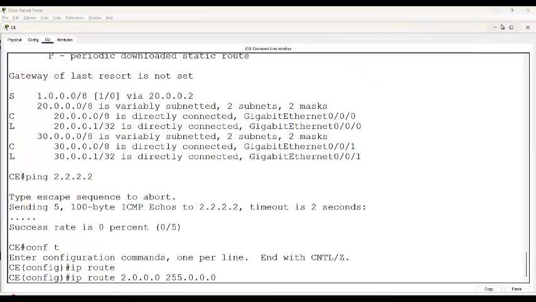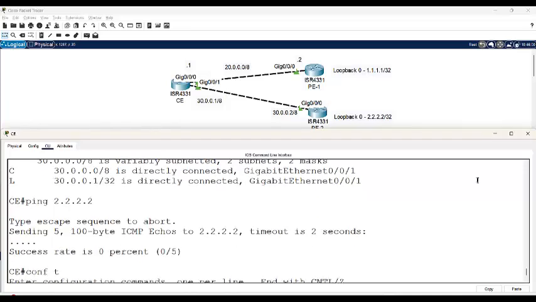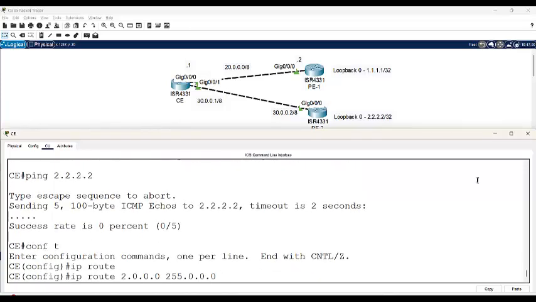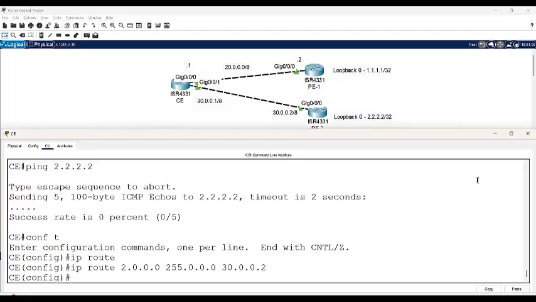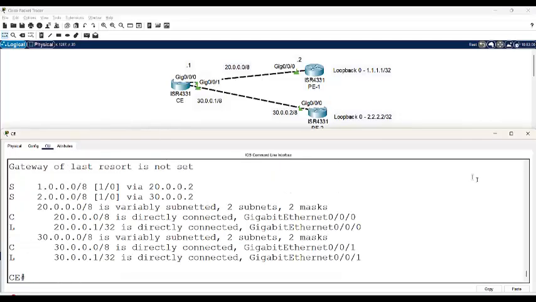Someone tell me, where should the packet be sent if I want to go to 2.2.2.2? 30.0.0.2. Exactly. P1 is done, P2 is 30.0.0.2. Let us verify that in the routing table now. Show ip route. I can see another static route, but this time it is for the 2 network, and this is the gateway.